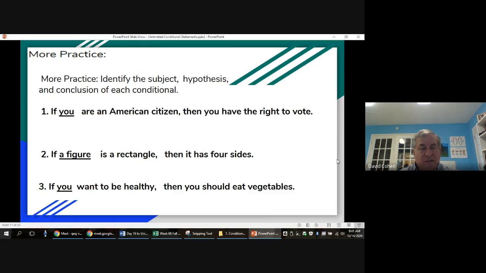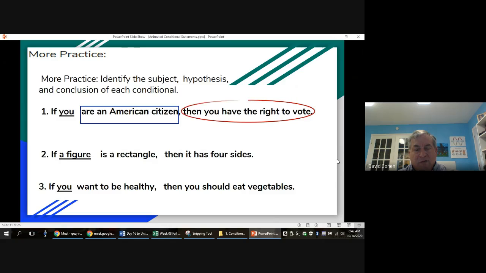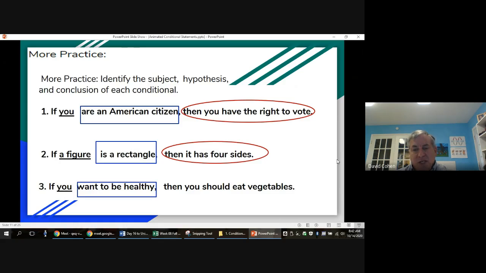So let's try some more practice. If you are an American citizen, then you have the right to vote. You, being the subject, are an American citizen is the hypothesis, right to vote is the conclusion. If a figure, subject, is a rectangle, then it has four sides. Rectangle is boxed. That is our hypothesis, and our conclusion, then it has four sides, circle. If you want to be healthy, then you should eat vegetables, which would be our conclusion, even if you don't like them.